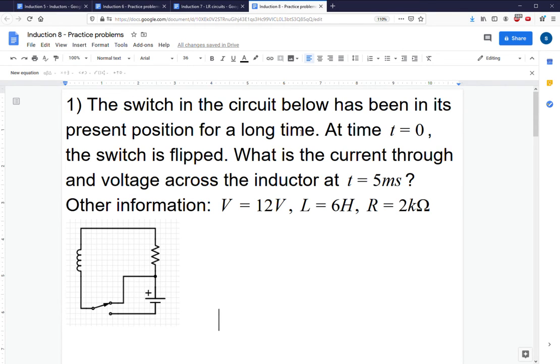Problem 1. The switch in the circuit below has been in its present position for a long time. At time t equals 0, the switch is flipped. What is the current through and the voltage across the inductor at time t equals 5 milliseconds? Other information about this circuit: the voltage across the battery is 12 volts, the inductance is 6 henries, and the resistance is 2 kiloohms. Please pause the video and do the problem.